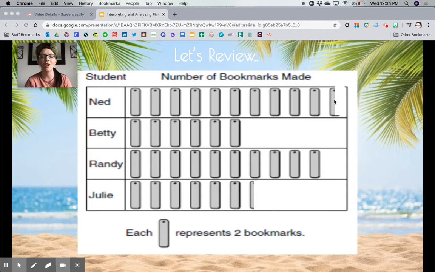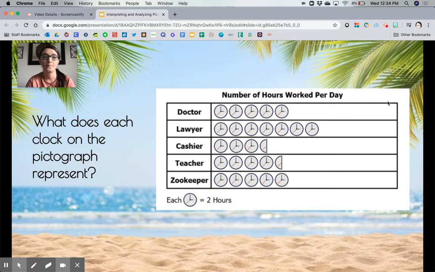Very good. So the key in a pictograph is so important because it tells you exactly what each picture represents, and that's a very, very important part of a pictograph. So we're going to look at some pictographs and we're going to analyze them. So let's go ahead and look.